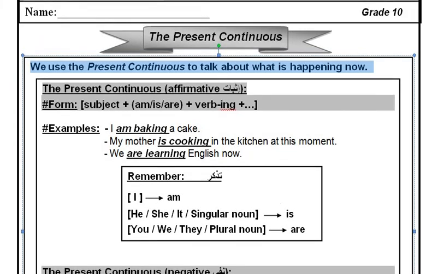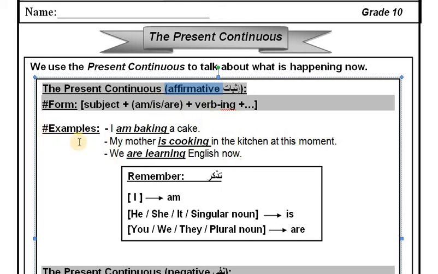Now let's see the form. The first form is affirmative form. What's the meaning of affirmative form? الشكل المثبت. كيف بيكون عندنا شكل sentence subject am, is or are plus verb with ing.